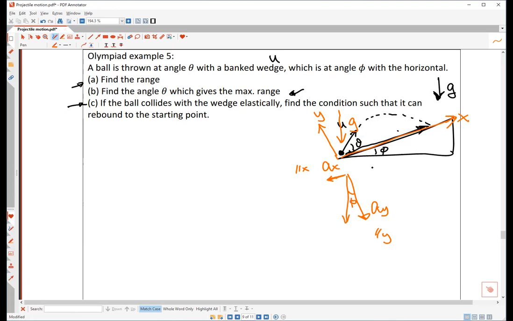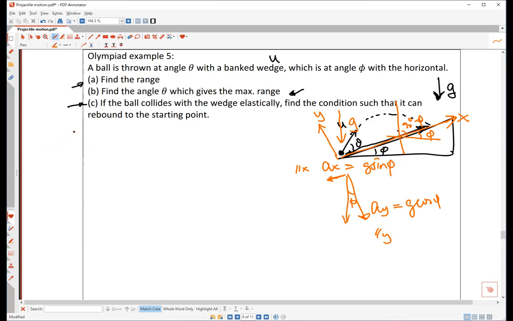You can derive it later on at home. So this is the vertical line. So this angle is phi. This angle is 90 degrees minus phi, and then you can divide the remaining by itself. So this equals g cosine phi, and this equals g sine phi.